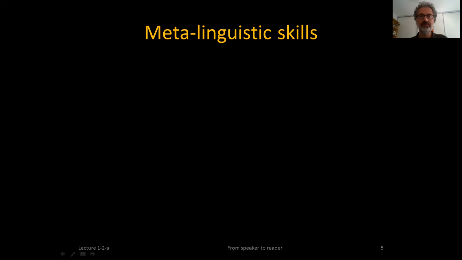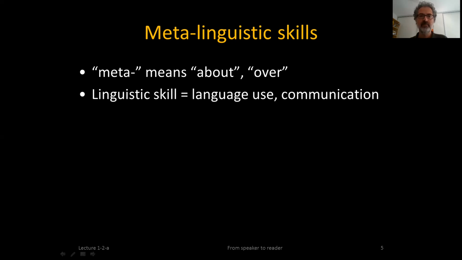In contrast to the linguistic skill of mastering one's phonology, there are several meta-linguistic skills. When we say meta in such a word, we mean about or over. So in this case, about language. What is a meta-linguistic skill? Well, a linguistic skill is skill in using language for the purpose of communication. That's why we have language.